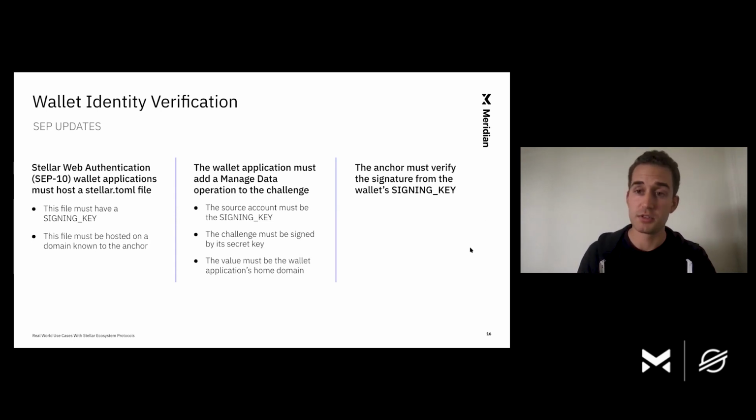So again, this can be used for a variety of use cases, but the bottom line is that the anchor can now know the applications that are facilitating authentication and therefore transactions on behalf of their users and apply all sorts of discounts or different behavior per account or different behavior per wallet.